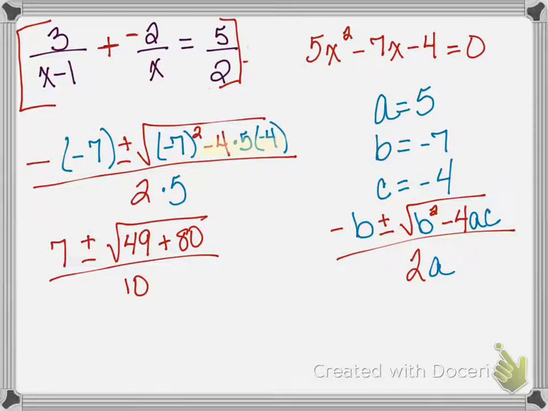So you're dealing with some big numbers, but when I get to the next step, 129 can't be simplified. So my final answer there is 7 plus or minus the square root of 129 over 10. Okay?